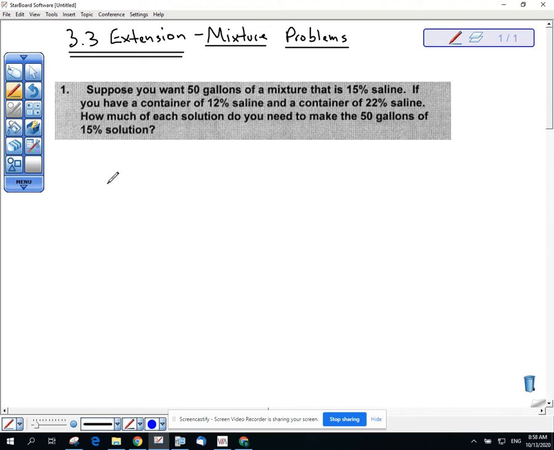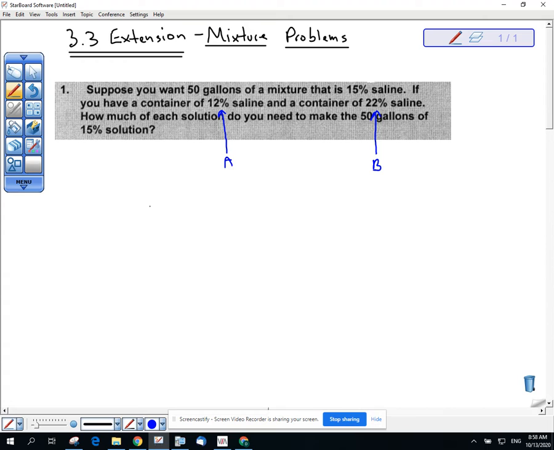This is a system problem, okay? So let's just call the two solutions A and B. The 15% is what we want. Let's call the 12% solution A and the 22% solution B, okay? Now, those are amounts, right? So how many gallons of A are you going to pour in and how many gallons of B so that you get 50 gallons?